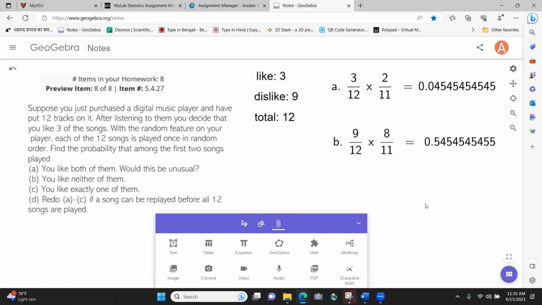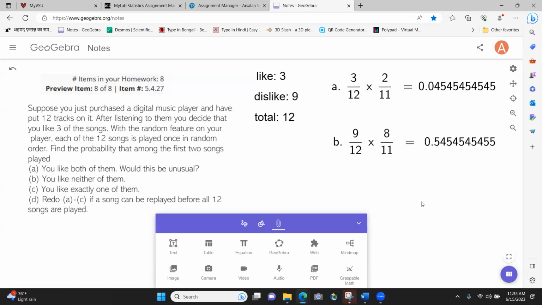C, you like exactly one of them. This one is a little tricky, okay? You have to make sure you understand this. You like exactly one of them. So we have two cases here. The first case is you like the first one, you do not like the second one. And the second case is you don't like the first one and you do like the second one. Got it? And then you have to add the two probabilities. Why are we adding? Because these are disjoint cases.